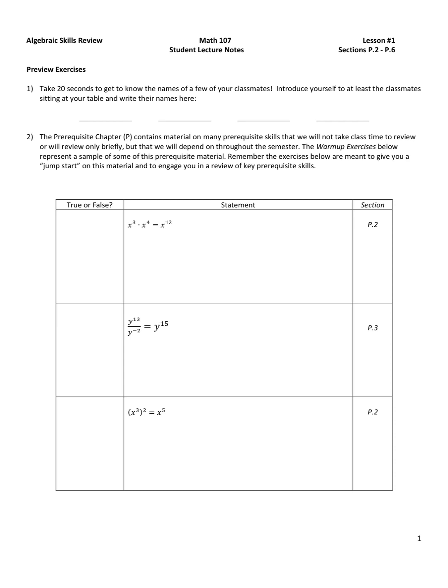So x cubed times x to the 4th equals x to the 12th, true or false? Well, the rule for when you are multiplying like bases, so we have x and x, the same base: when you're multiplying like bases, you add the exponents. So this is false. And the answer should be x to the 7th.